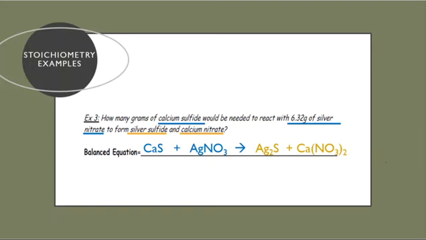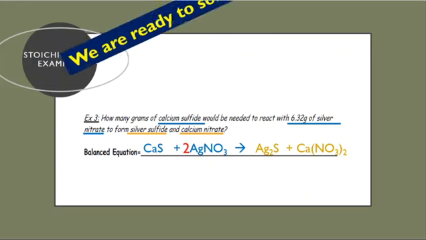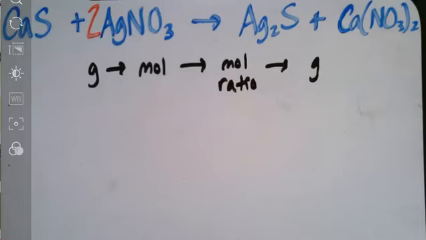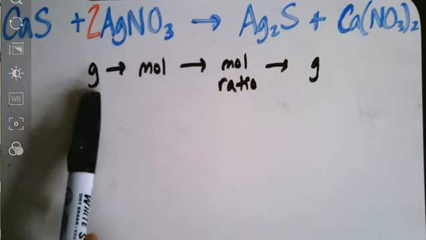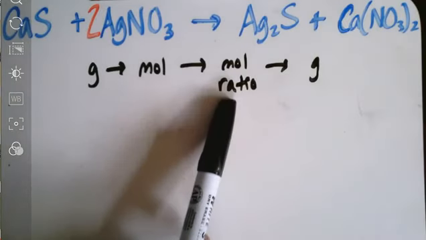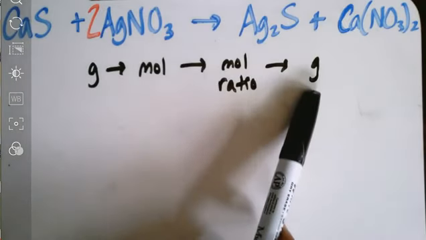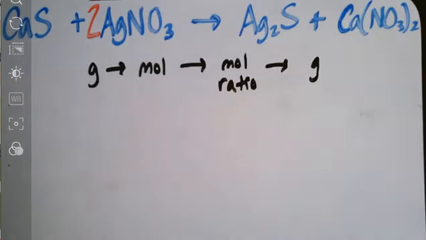Go ahead and take a moment to balance the equation. And the only coefficient that we need is a 2 in front of the silver nitrate to balance everything out. Now that we balanced, we are ready to solve. This problem is similar to the first example we did together, where we're going to be converting from grams to moles and then setting up our mole ratio and then finally converting back to grams. So take a moment to see if you can set up the grams to moles part of your stoichiometric conversion here.